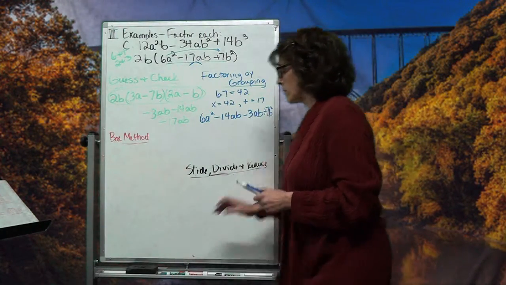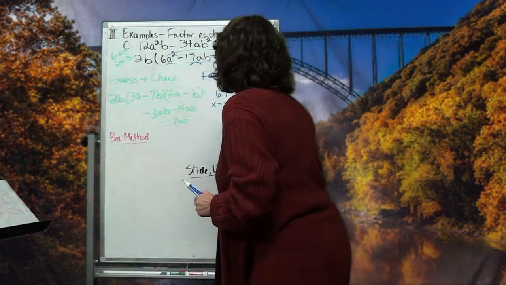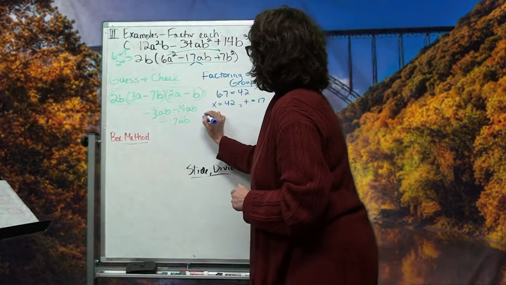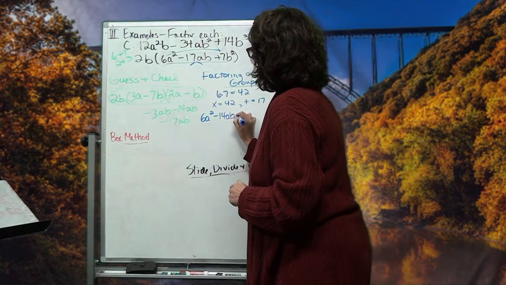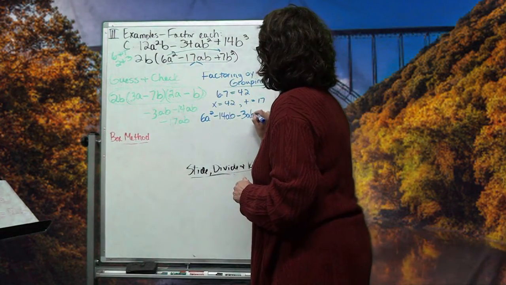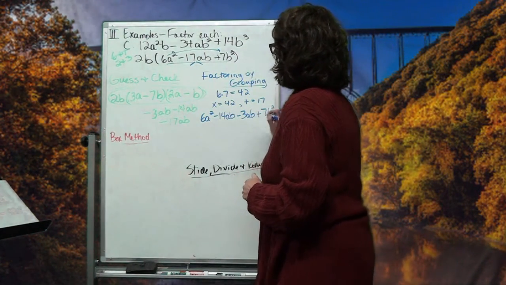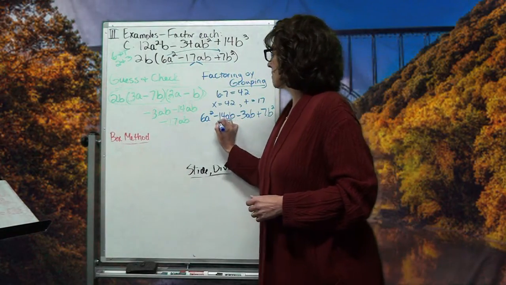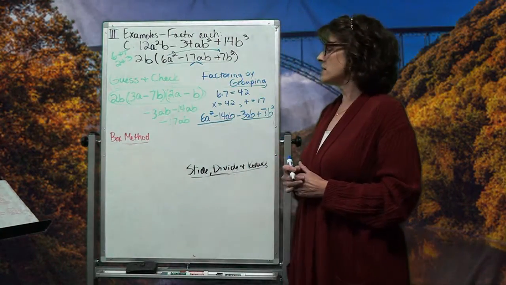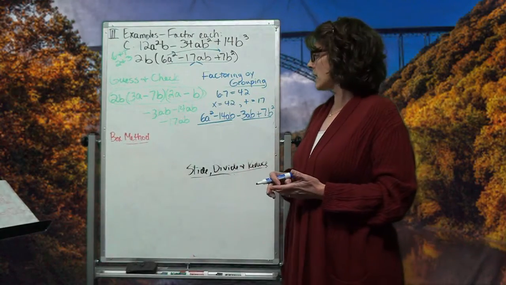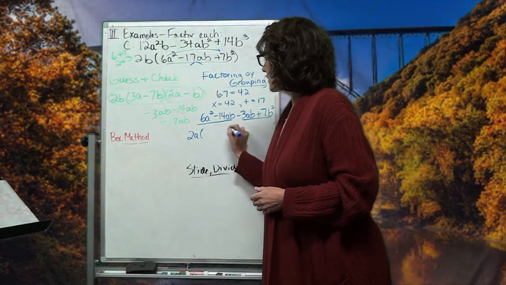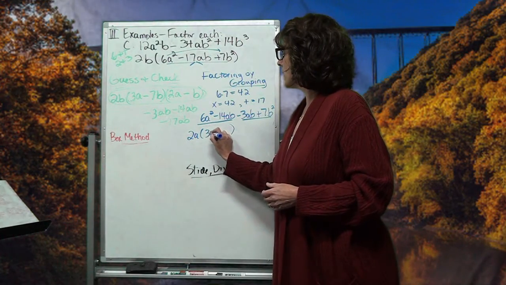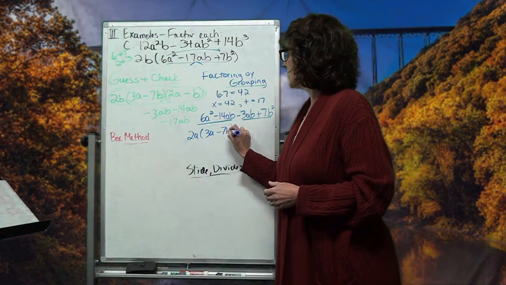Now, remember the point here, that's kind of scrunched up. Let me change that up a little bit better. 6a squared minus 14ab minus 3ab plus 7b squared. That looks better. So remember, what I'm doing here is pairing up these and pairing up these, looking for what's common that I can take out of both. Here, I can certainly take out a 2a, and I'm left with a 3a minus 7b.